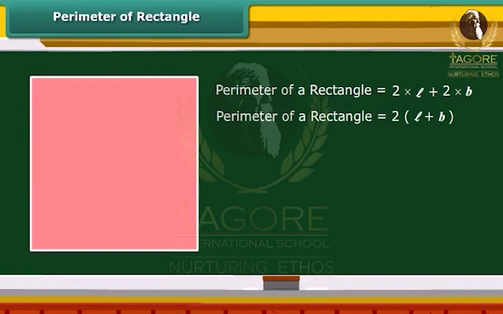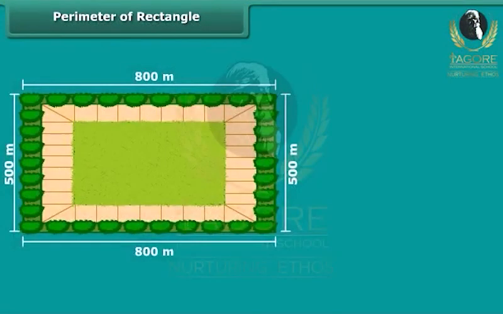We wish to plant flowers on all sides of a rectangular patch of land whose length is 800 meters and breadth is 500 meters. Calculate the total distance to be covered by flowers.